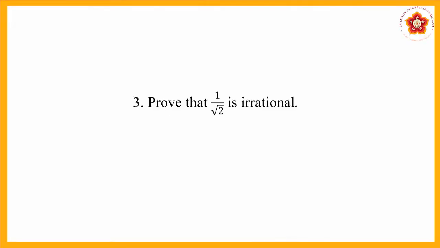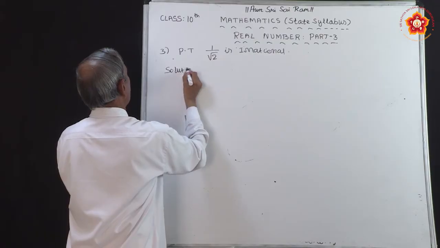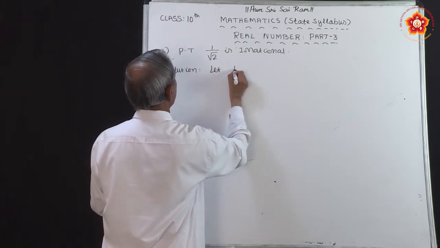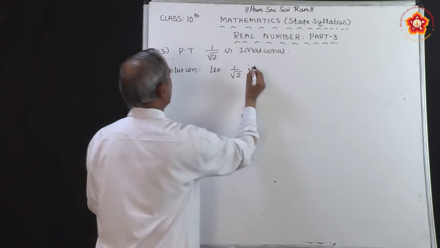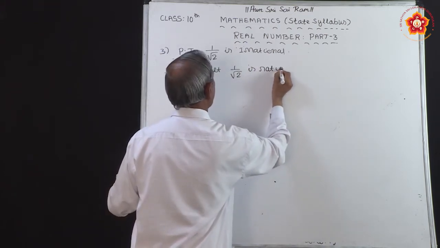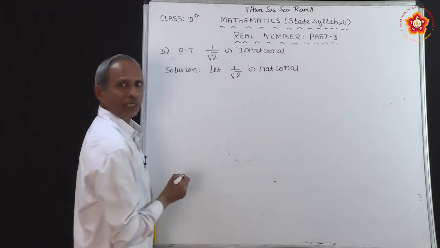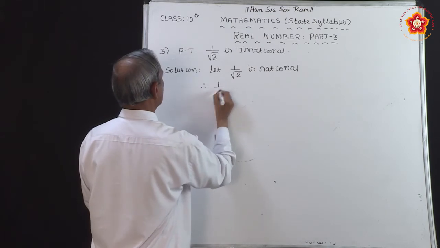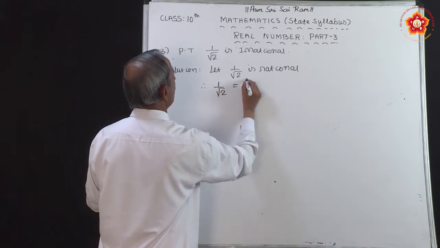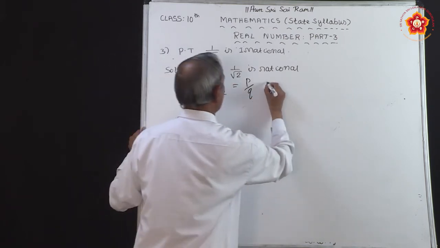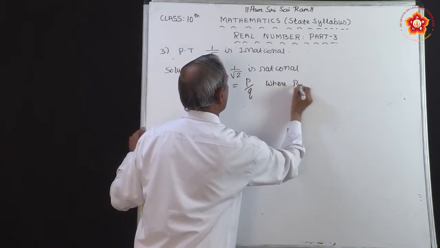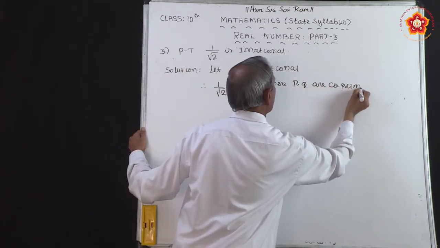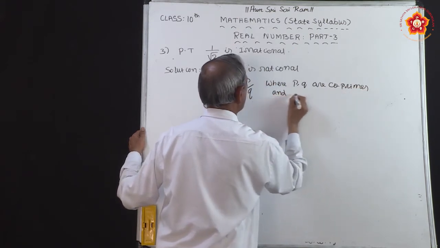Prove that 1 upon root 2 is irrational. Now, let us assume that 1 by root 2 is rational. All rational numbers can be written in the form of p by q. Therefore, 1 by root 2 can be written in the form of p by q, where p and q are co-primes and q is not equal to 0.